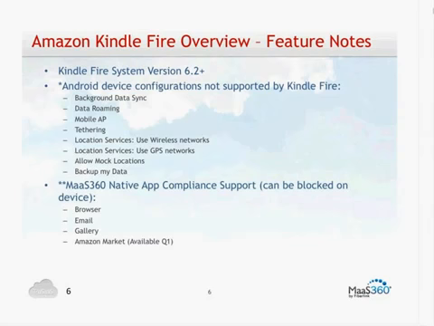So just some notes about the feature matrix that we just went over. We do require the Kindle Fire system version 6.2 or higher, and you'll see some of the Android device configurations that are not supported by the Kindle Fire, and the list is there. We're hoping we can get into some of those additional things a little bit later. And then we also called out some of the limitations on the MaaS360 native app compliance support. So you can block on the device, the browser, native email, gallery, and Amazon Market will be coming this quarter.